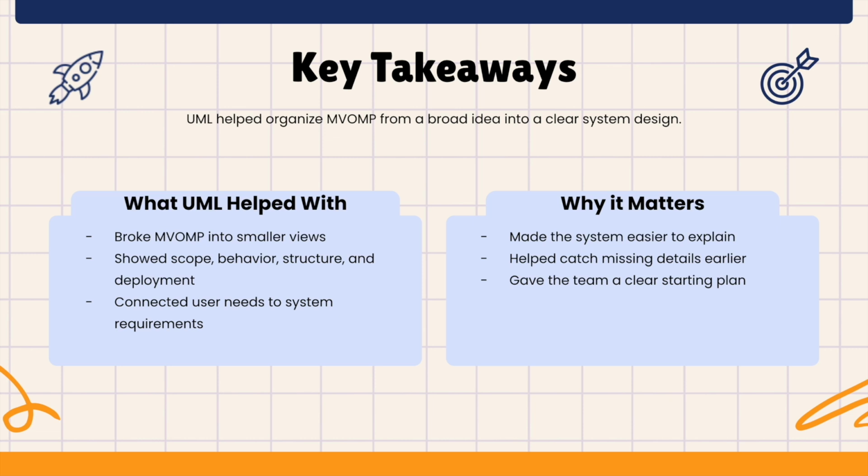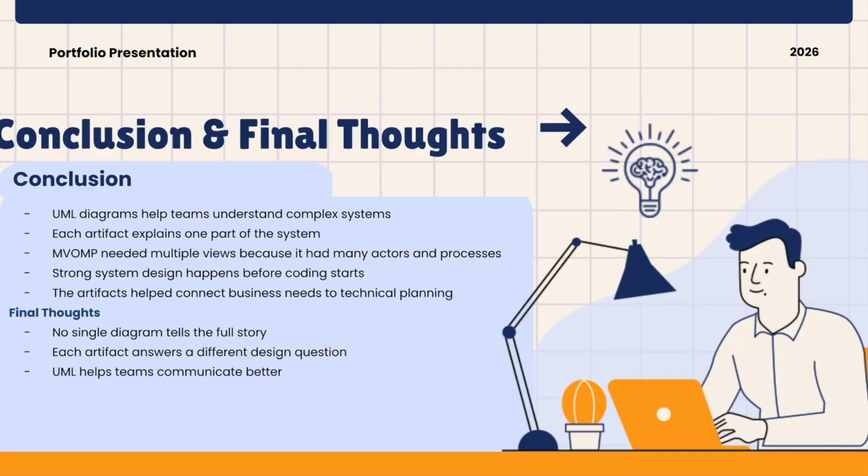Next, we have our key takeaways. Our main takeaway is that UML helped us organize MVOMP from a broad idea into a clearer system design. Instead of looking at the whole system all at once, the diagrams helped break it into smaller views and different angles. Some artifacts focused on scope, some focused on behavior, and others focused on structure and deployment. This made it easier to explain and helped us catch missing details earlier in the system. Overall, UML gave the team a clear starting plan before moving into coding or implementation.